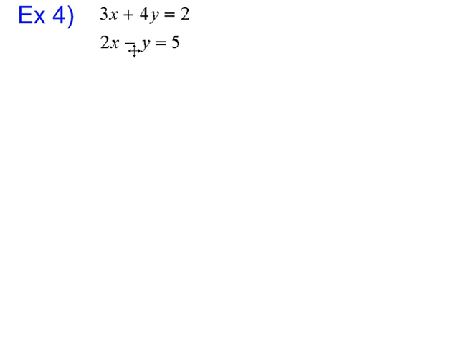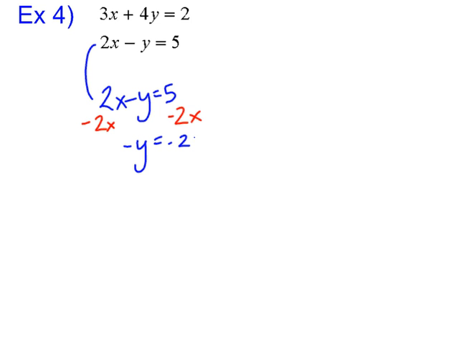Here I have a 2x and a negative y. This is probably the easiest one to manipulate to get the y by itself, so I won't have any fractions to deal with. So I'm going to take this equation, 2x minus y equals 5, and I'm going to manipulate the equation. I'm going to subtract 2x from both sides. That way I'm going to get the y by itself, and in this case it's negative y at this point. And then I'm going to divide everything by negative 1, because this is telling me the opposite of y equals that, and I want to know what y equals. So y equals 2x minus 5.